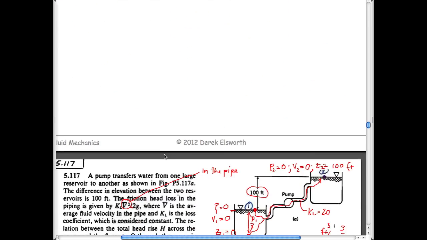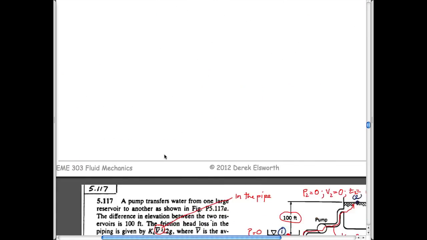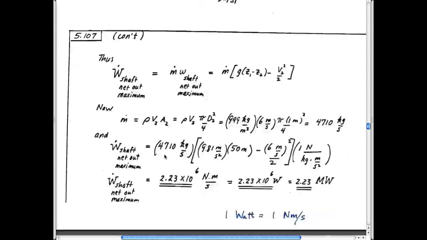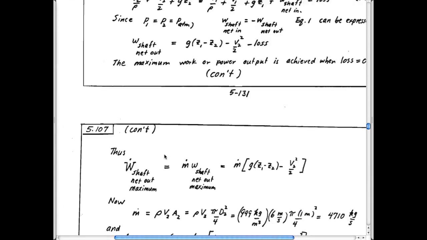Okay, so I think those are the examples that we're going to do. Now we're going to talk about, oh no, one more. Let's do it quickly. Two more? No, just one more. Yeah, let's do one more.